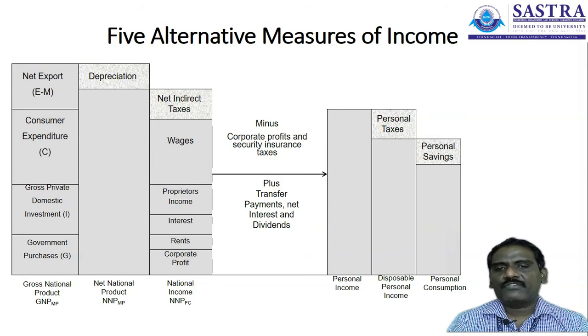Along with this, if you subtract the corporate profit, social insurance and taxes, the social security benefits and the taxes, and along with that you add the transfer payments and interest and dividends given by the company, together you can arrive at the personal income. If from that personal income you subtract the personal taxes, you get the disposable personal income.